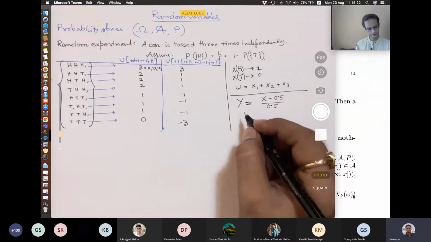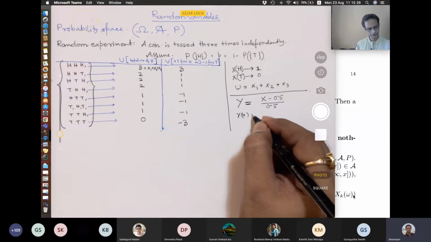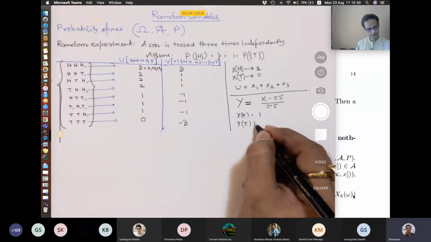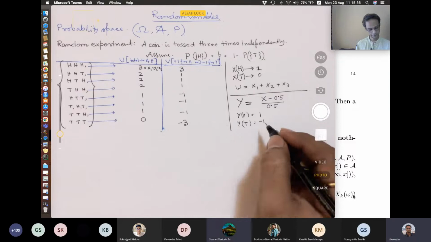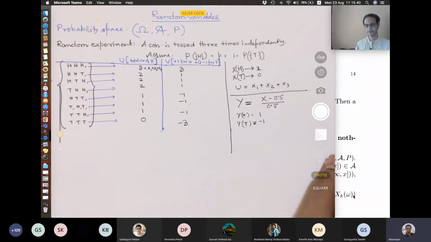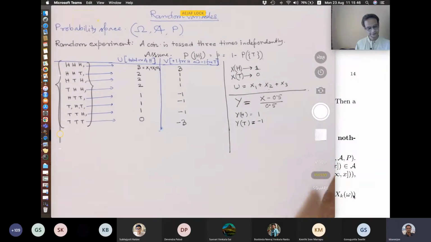So y equals 1. Is it satisfied? Yes, sir. This is a very trivial construction, but this is the fundamental thing. We can extend it at any level.